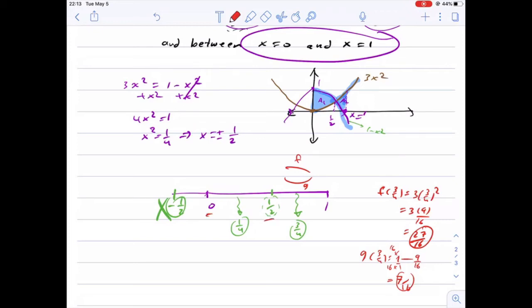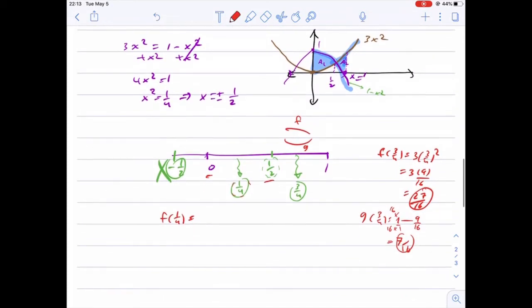Now between 0 and 1/2, we try 1/4. So f of 1/4 is 3 times 1/4 squared, which is 3/16. And g of 1/4 is 1 minus 1/4 squared, and that's 1 minus 1/16, which is 15/16.